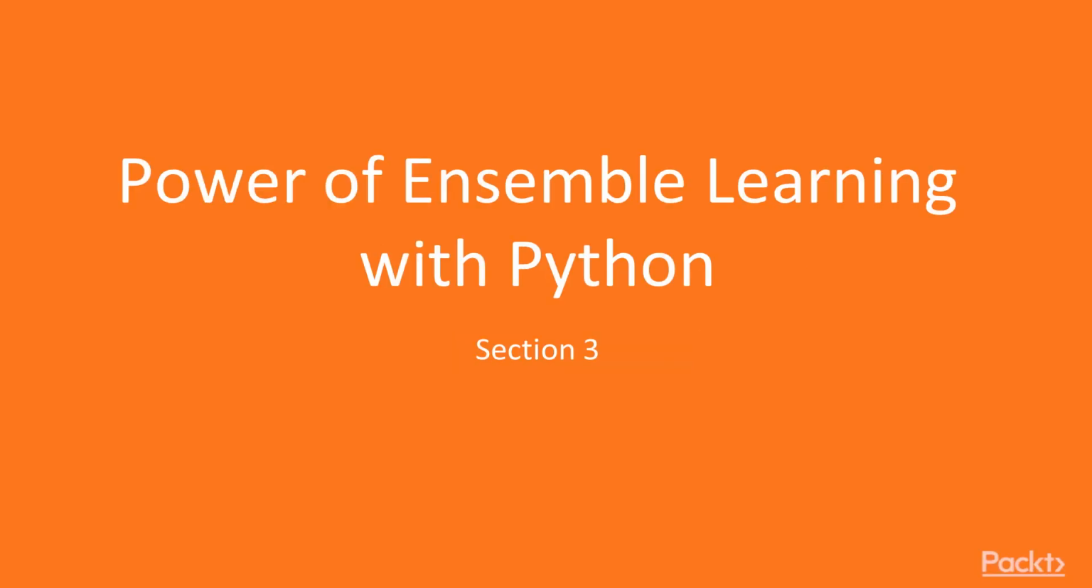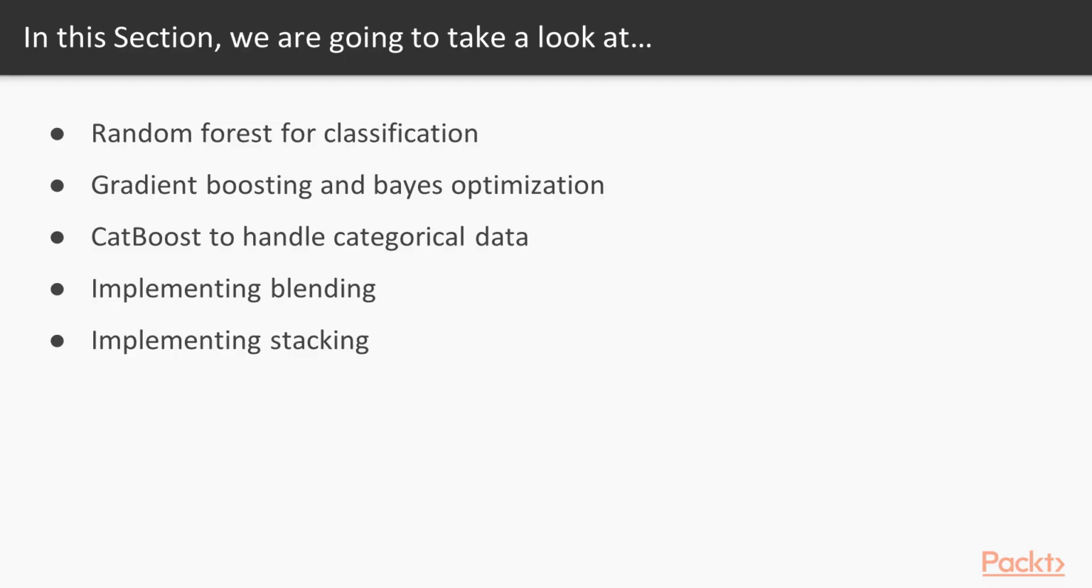Hi, power of ensemble learning with Python. In this section, we'll talk about the random forest for classification. We'll use gradient boosting and Bayesian optimization. We'll use CatBoost to handle categorical data. And in the end, we'll implement blending and we'll implement stacking.